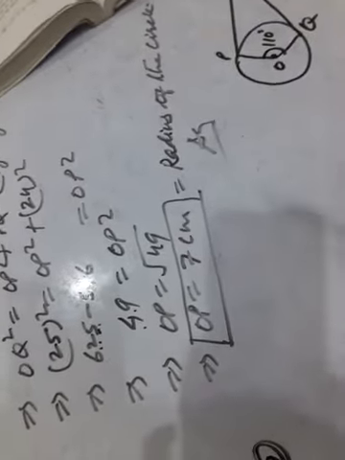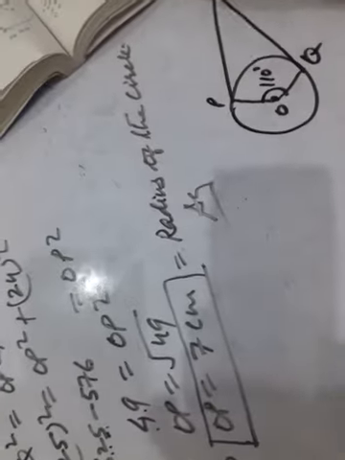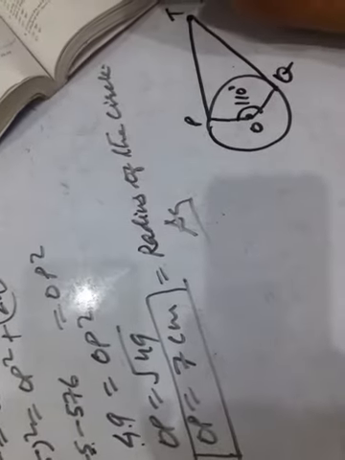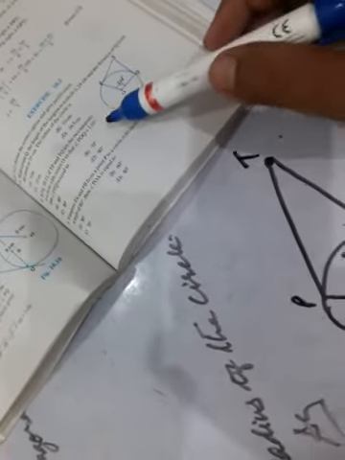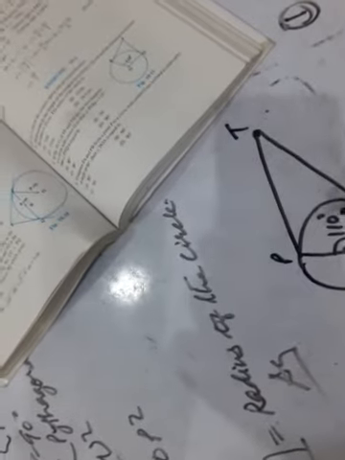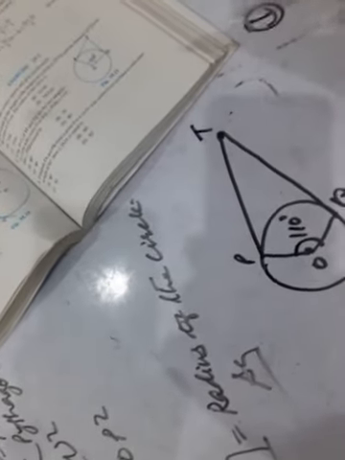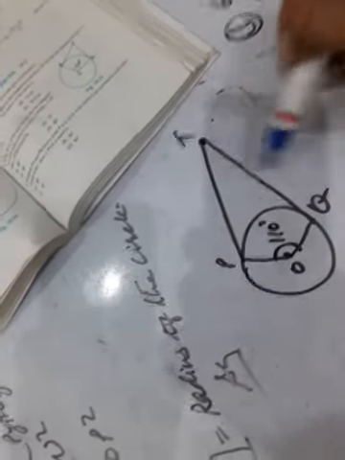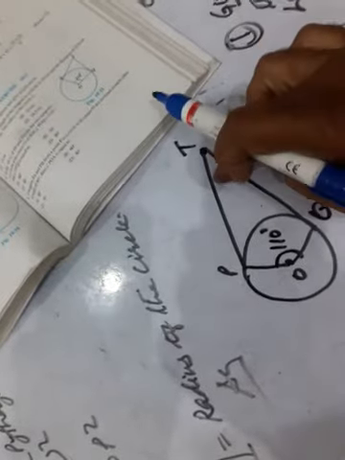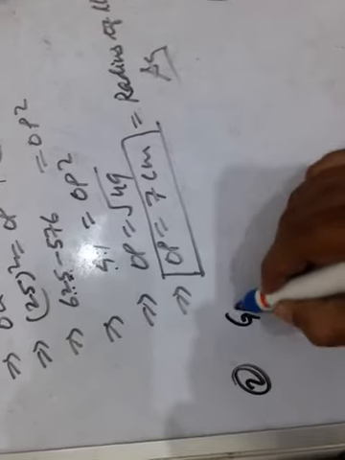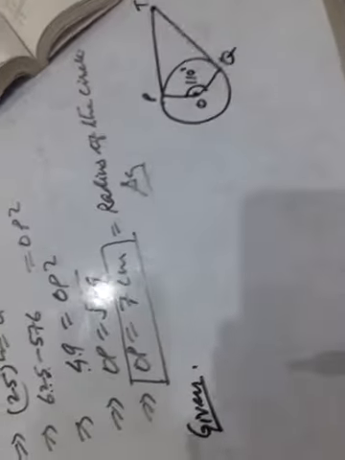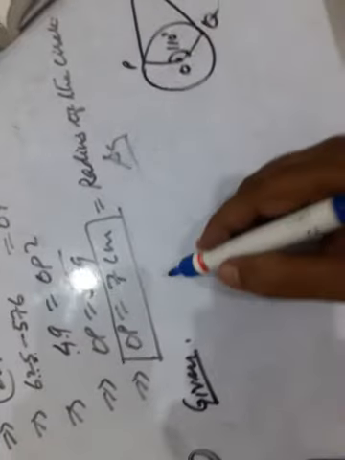See, in figure 10.11, if TP and TQ are the two tangents to a circle with center O, so that angle POQ equals 110 degrees, then find angle PTQ. Okay, children, let us start. What is given? Since the figure is given, you don't have to write much text here.